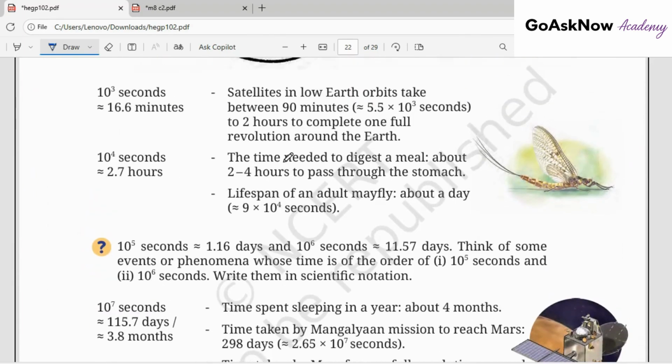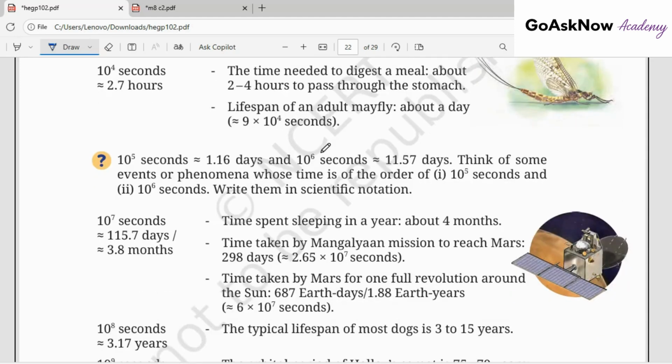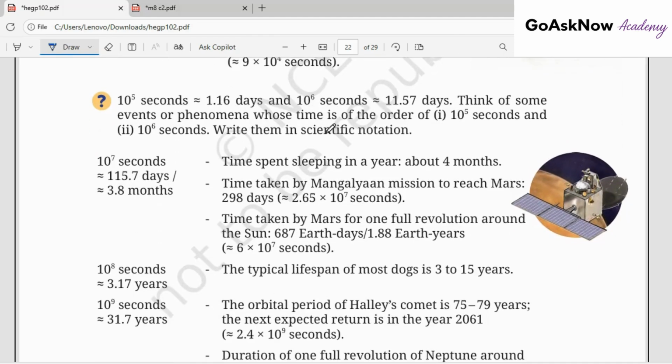10 power 3 seconds is equal to 16.6 minutes. Satellites in low Earth orbit take between 90 minutes and 2 hours to complete one full revolution around the Earth. 10 power 4 seconds is approximately equal to 2.7 hours. The time needed to digest a meal, about 2 to 4 hours to pass through the stomach. The lifespan of an adult mayfly is about a day, 9 into 10 power 4 seconds.